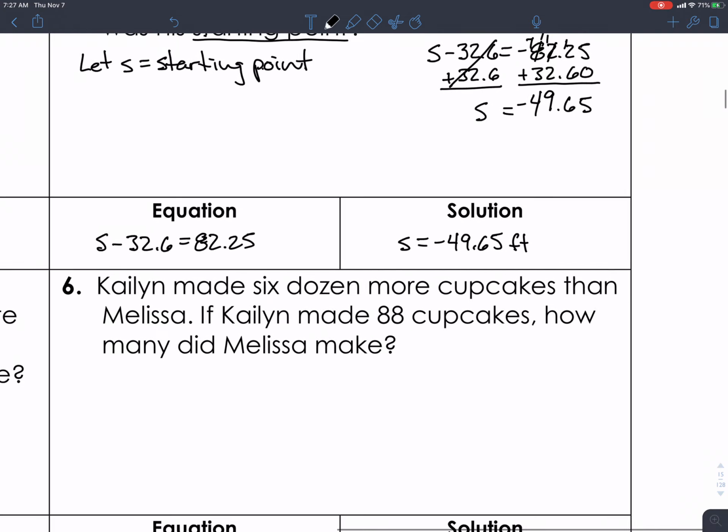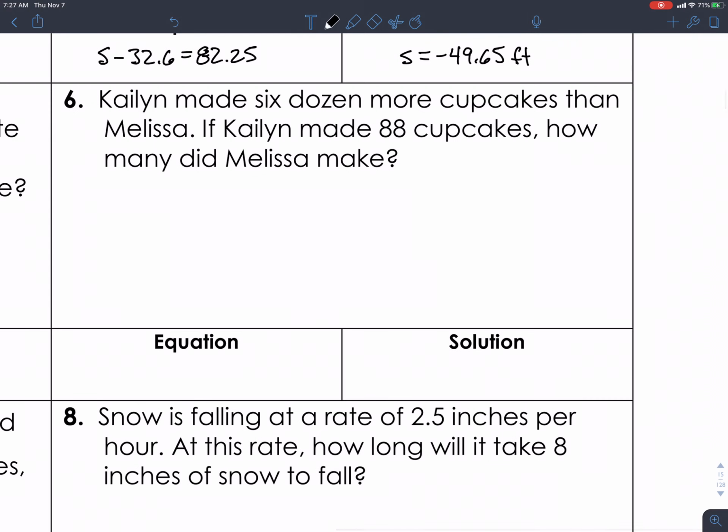Let's move on to number 6. Kaylin made 6 dozen more cupcakes than Melissa. If Kaylin made 88 cupcakes, how many did Melissa make? Okay, so we have to think about this one. This one can be kind of tricky, but let's just start with what they are looking for. Right here, how many did Melissa make? So how many cupcakes did Melissa make?